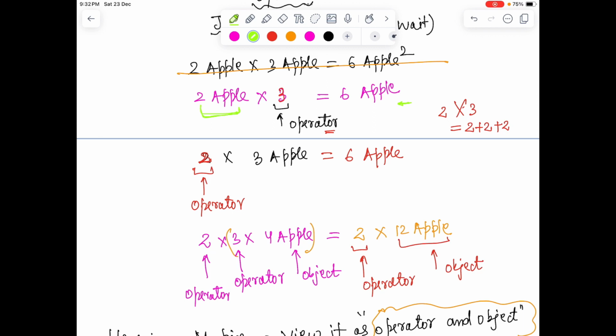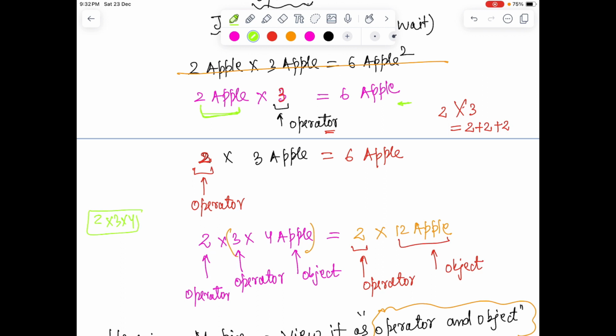Let's try to see it the other way. What if I would have taken 3 apple as an object and 2 as an operator? Needless to say, you'll get the same answer. And this is fundamentally the commutative property of the product of two numbers. So whether it's 2 into 3 or 3 into 2, they are equal in that sense. But we can't just stop here.